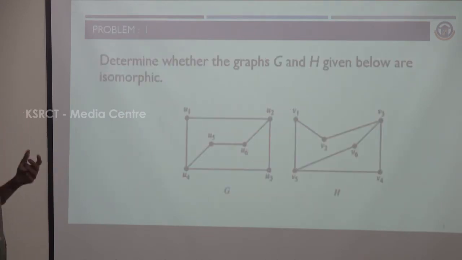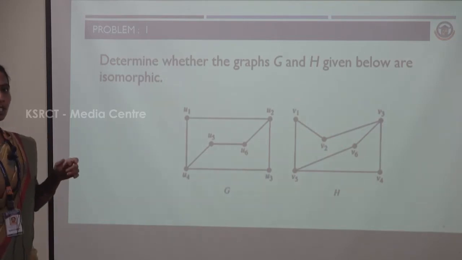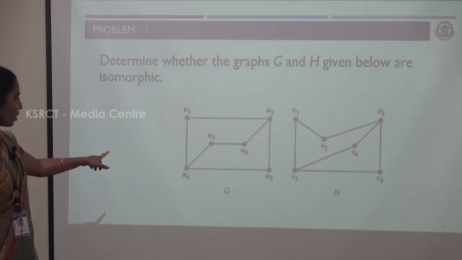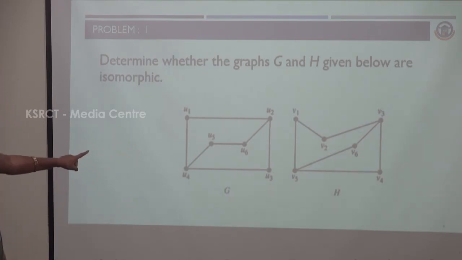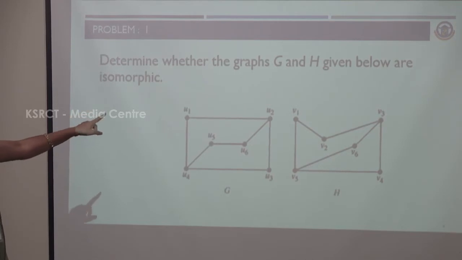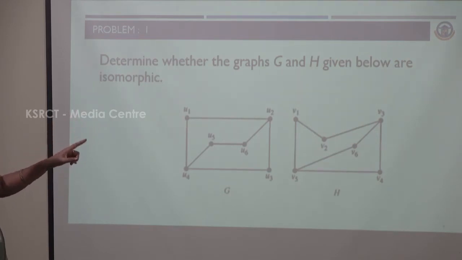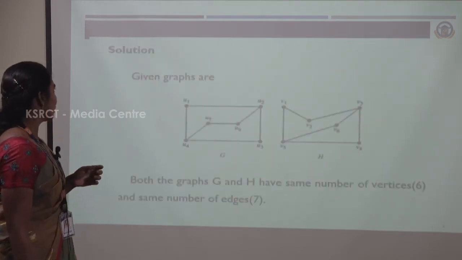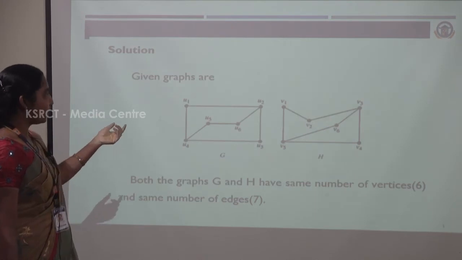Next, let us see two types of problems. The first problem is to determine whether the graphs G and H given below are isomorphic or not. Here two graphs G and H are given. The G graph contains U1, U2, U3, U4, U5, U6, 6 vertices, and the H graph contains V1, V2, V3, V4, V5, V6, 6 vertices.